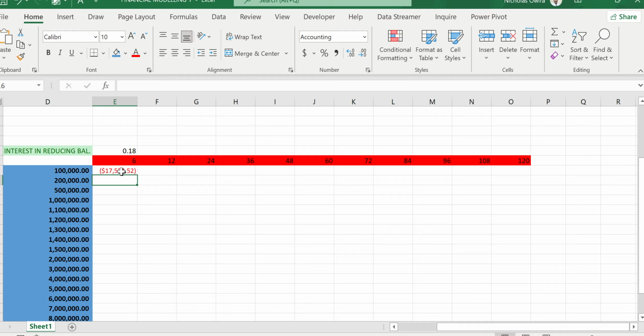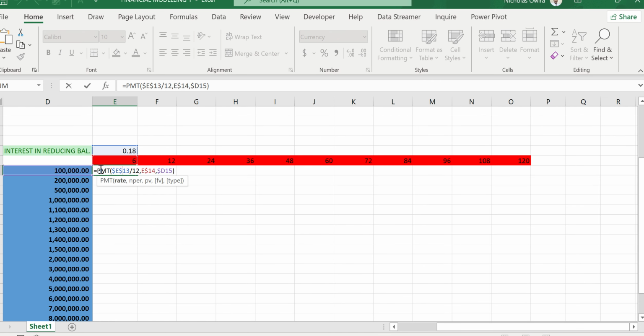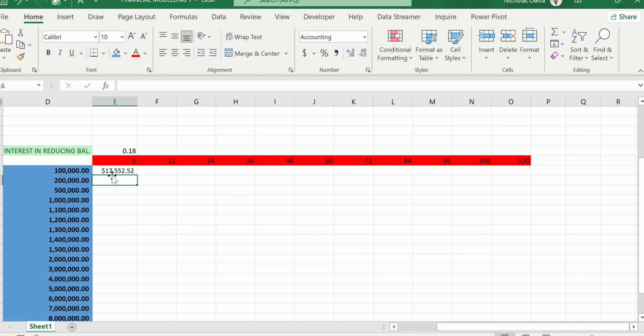Now for us to make it a positive value, we are going to multiply the whole function and the whole formula by -1. So -1 times that, then enter. You can see we have everything right. Yes guys, now up to here everything is done. The only thing that we are remaining with is to copy this formula across the cells and down.